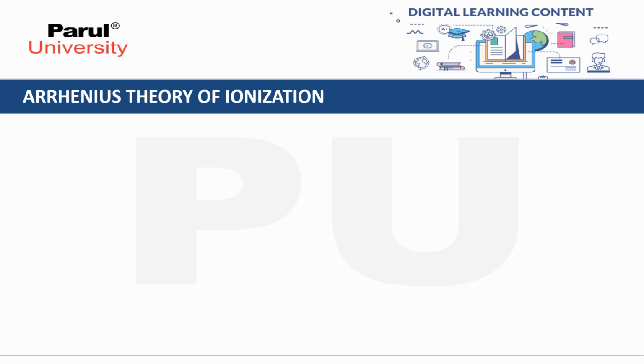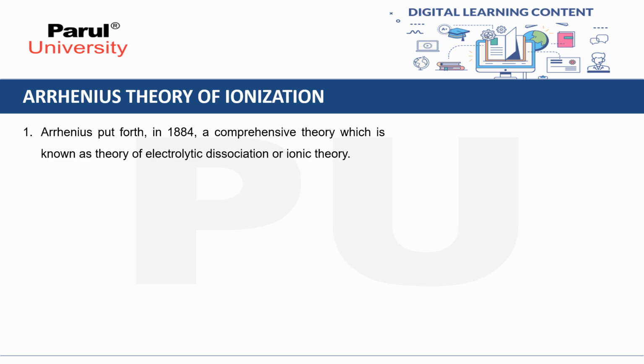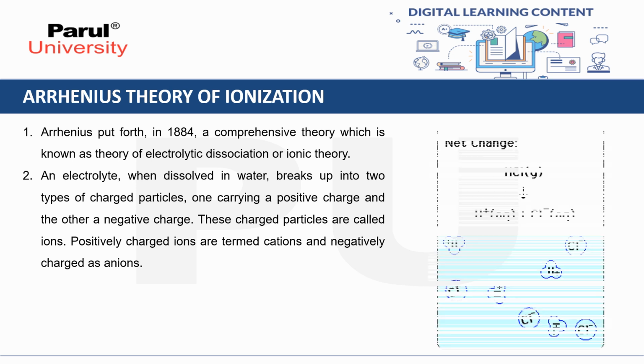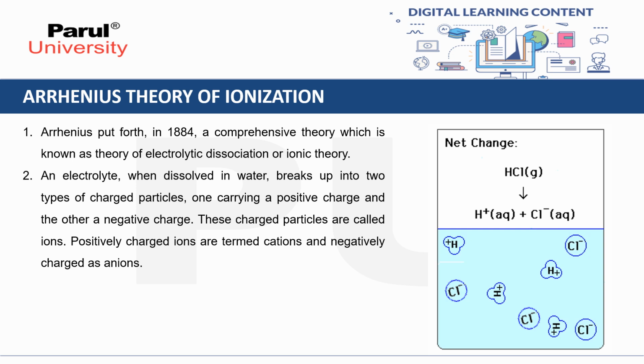The theory of electrolytic conduction was given by Arrhenius. So let us now see Arrhenius' theory of ionization. The scientist Arrhenius put forth in 1884 a comprehensive theory known as the theory of electrolytic dissociation or ionic theory. An electrolyte, when dissolved in water, breaks up into two types of charged particles, one carrying a positive charge and the other carrying a negative charge. These charged particles are called ions. The positively charged ions are termed cations and the negatively charged ions are termed anions.